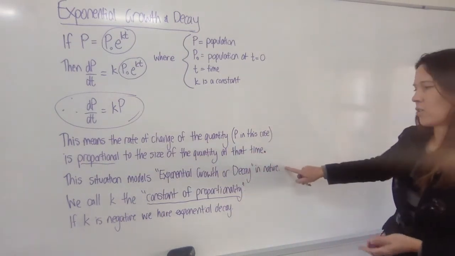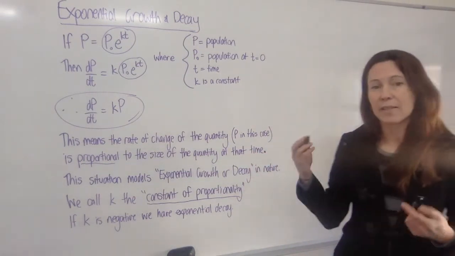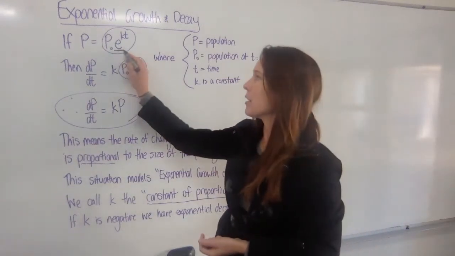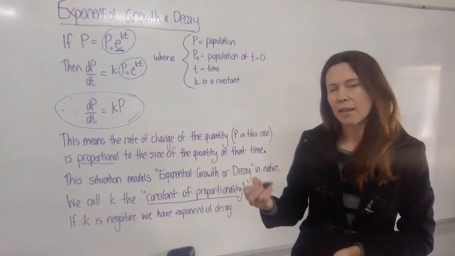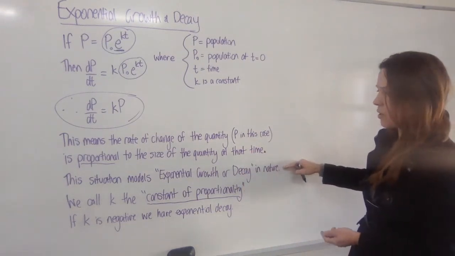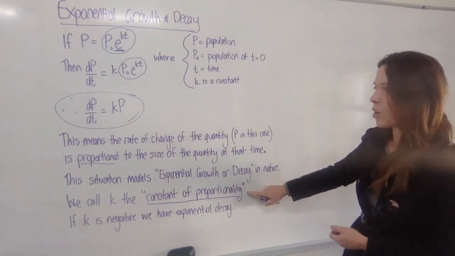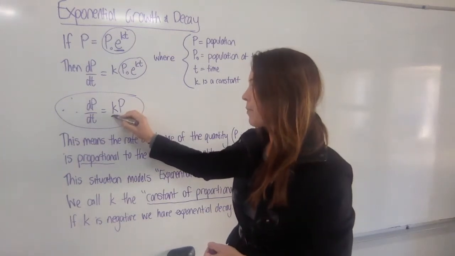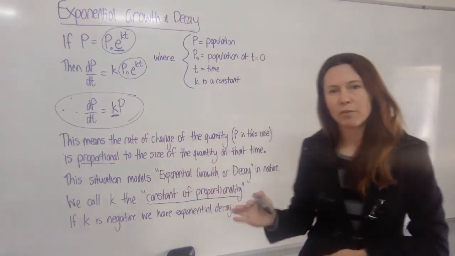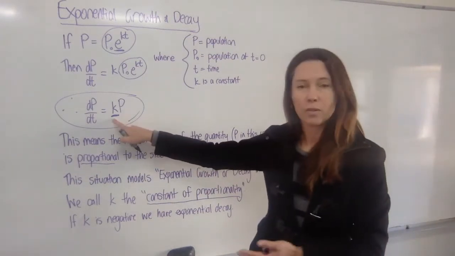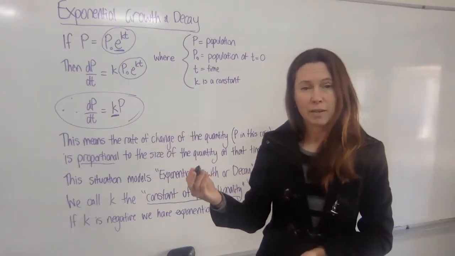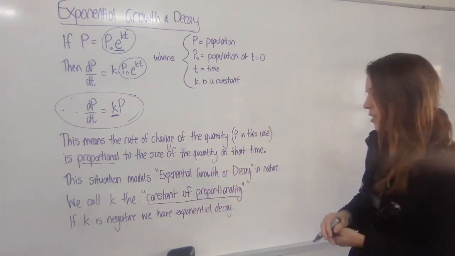So we call this situation exponential growth and decay, and it's exponential growth because it's using e, not just 2 raised to some power or 3 raised to some power, but e. And this is the type that we see in nature all the time. Now we call k the constant of proportionality because that's the special number that for that situation will be the number that you multiply by the population at any one time to work out what the rate of change actually is.